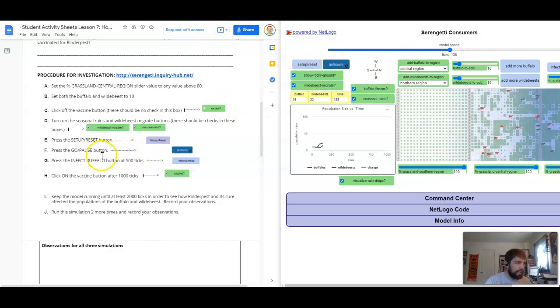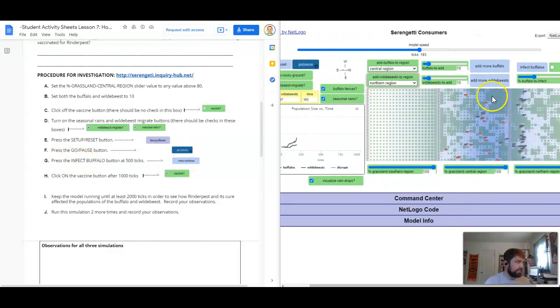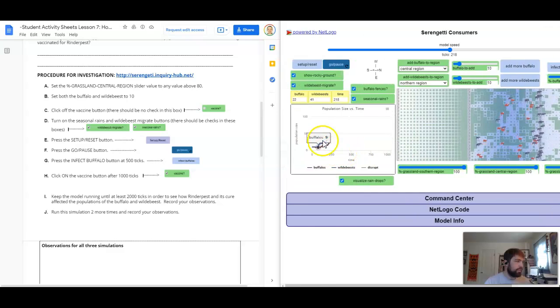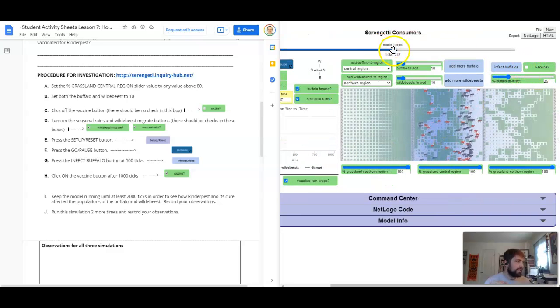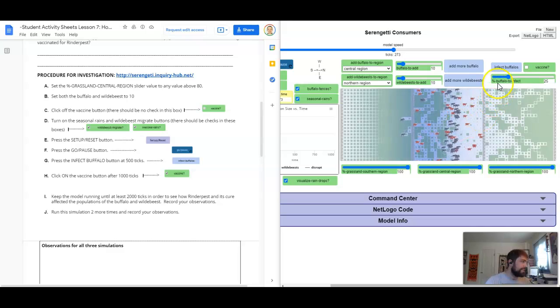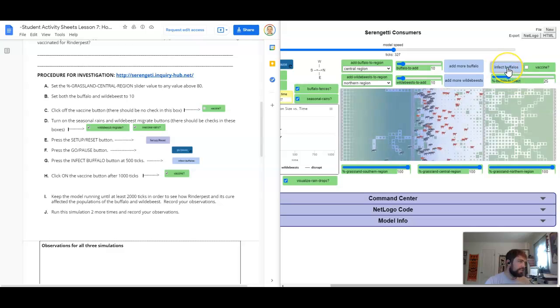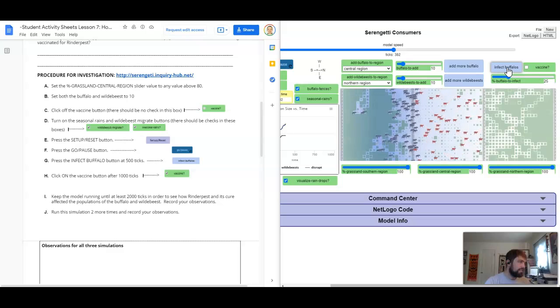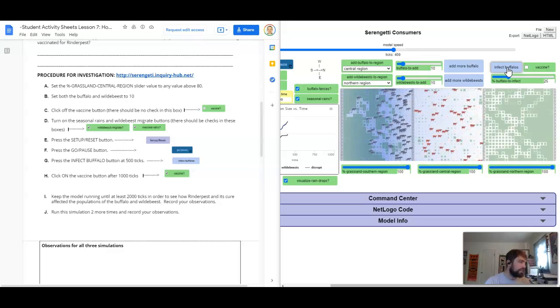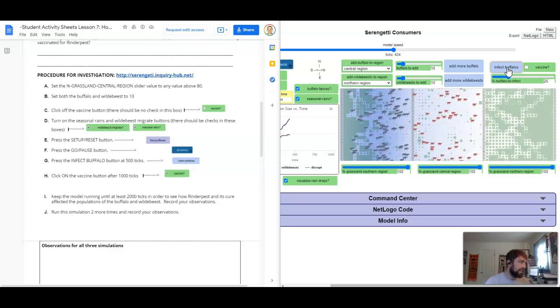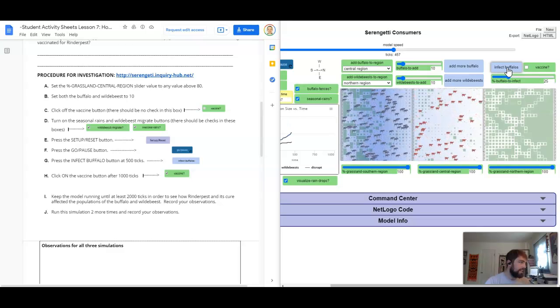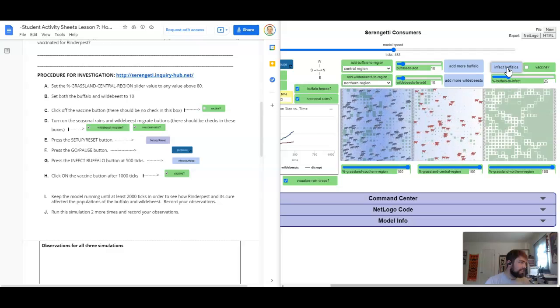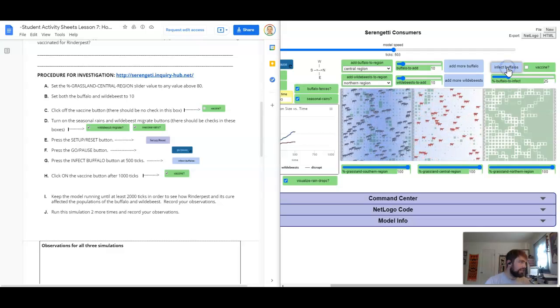Okay, and now we're waiting to get to 500 ticks to infect the buffalo. We're testing what's going to happen to the buffalo and the wildebeest populations once the disease spreads amongst them. So just wait until this hits 500 and then press infect. We're at 400, and almost there. 500.